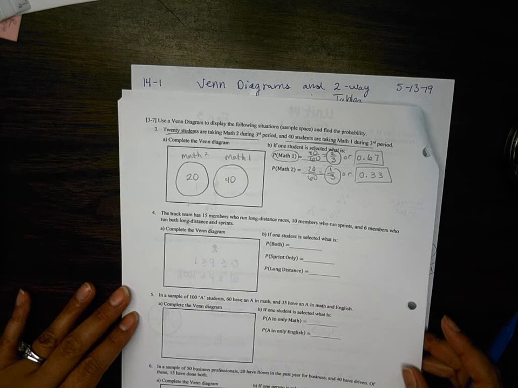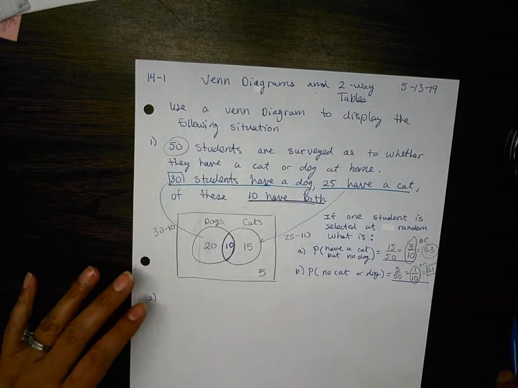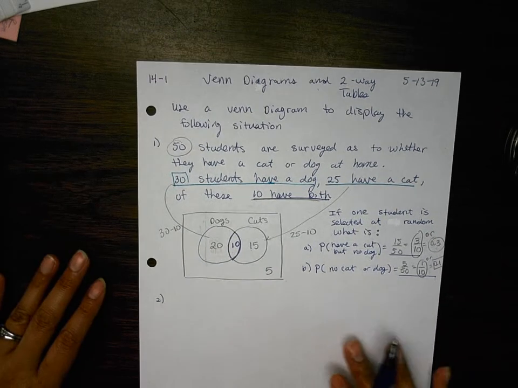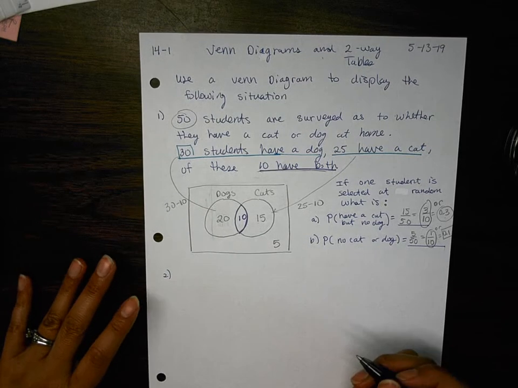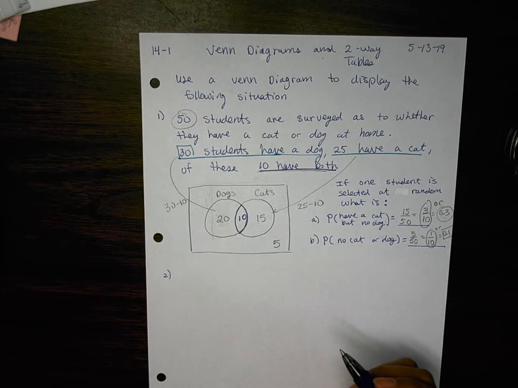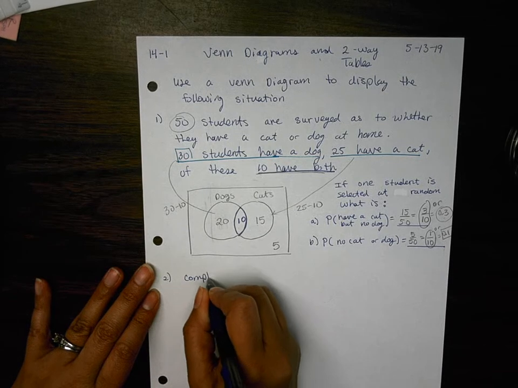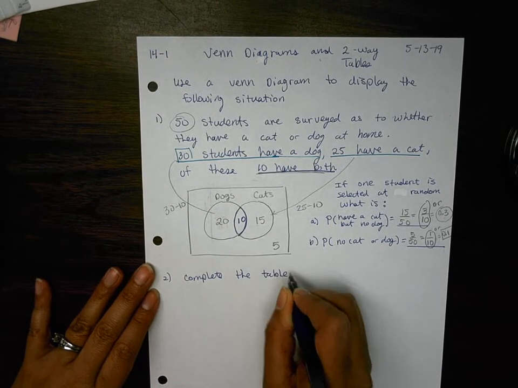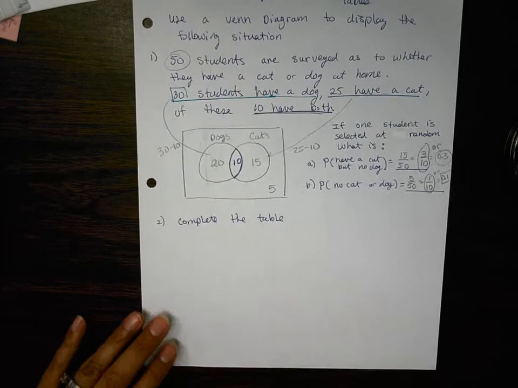No questions? Okay, so do Venn diagrams always have overlap? No. This one did have overlap. Okay, let's do number 2. Look at the title of your notes. What's the one thing I've not yet gone over? Two-way tables. Okay. Complete the table.